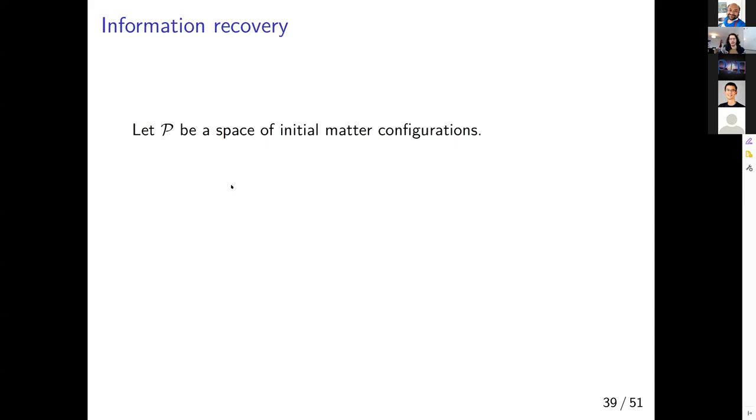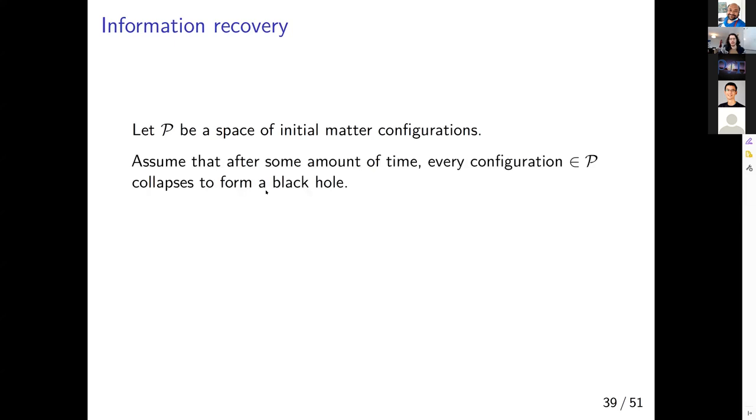For simplicity, I'll just assume that once that collapse has happened, all of the classical fields outside of the black hole are the same for every initial configuration. So that means the fields are the same; they do not reflect what went into the black hole.